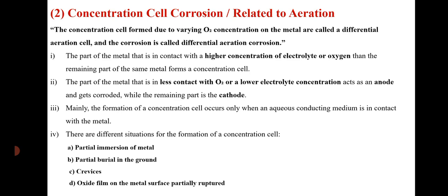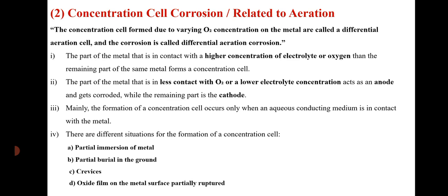The next type is concentration cell corrosion, which is also called differential aeration corrosion. Concentration cell corrosion occurs due to the difference in oxygen concentration or electrolyte concentration on different parts of the same metal, and this type of cell is called a differential aeration cell. The part of the metal with less oxygen concentration acts as an anode and gets corroded, while the part with higher oxygen concentration acts as a cathode.